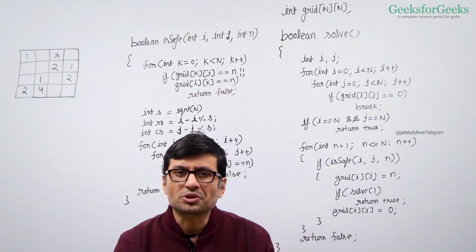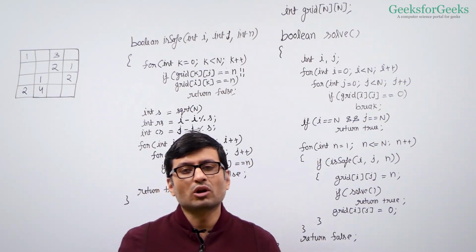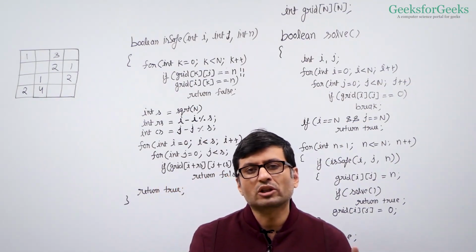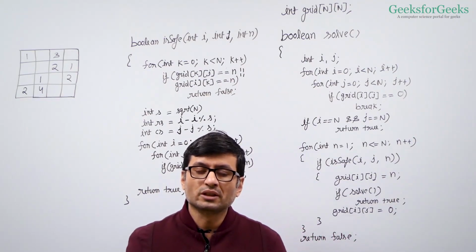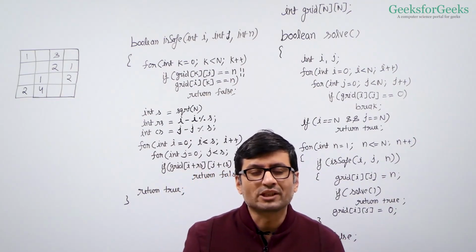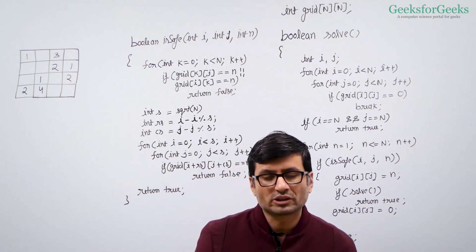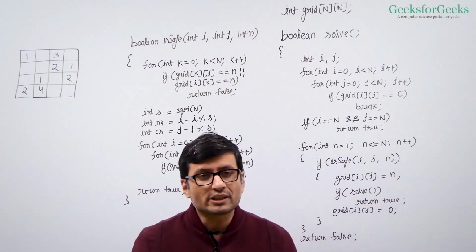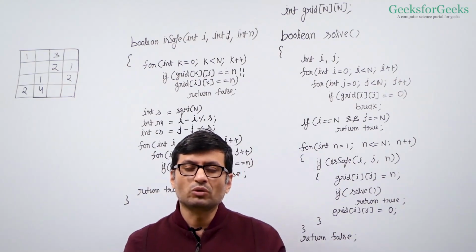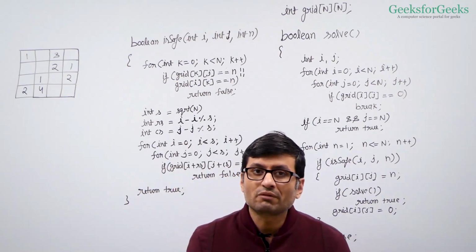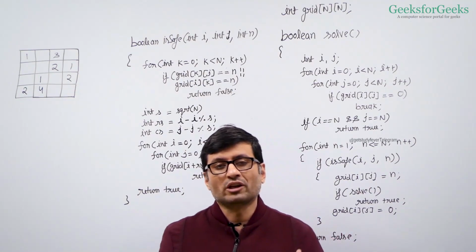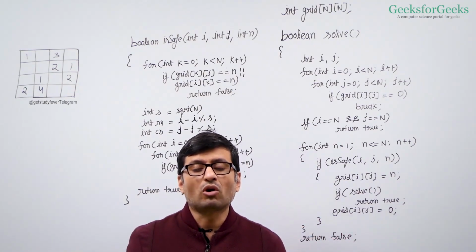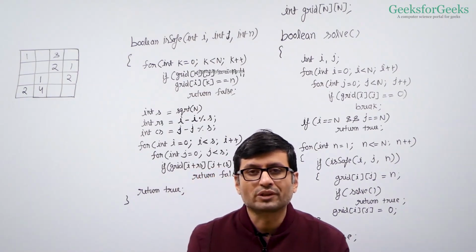A naive solution is to try all possible configurations for all the empty places. How many configurations can there be in the naive solution? Say there are x empty places in your given Sudoku puzzle. Then every place can be filled with values from 1 to n. So you are going to have x raised to the power n possible configurations. So in the naive solution, we generate all x raised to the power n possible configurations.